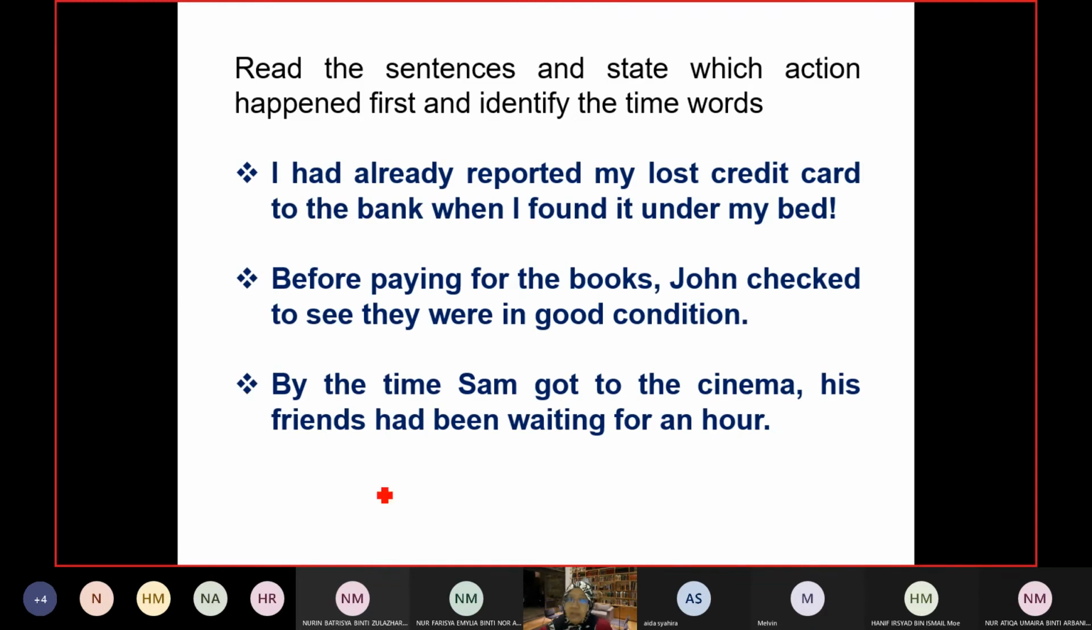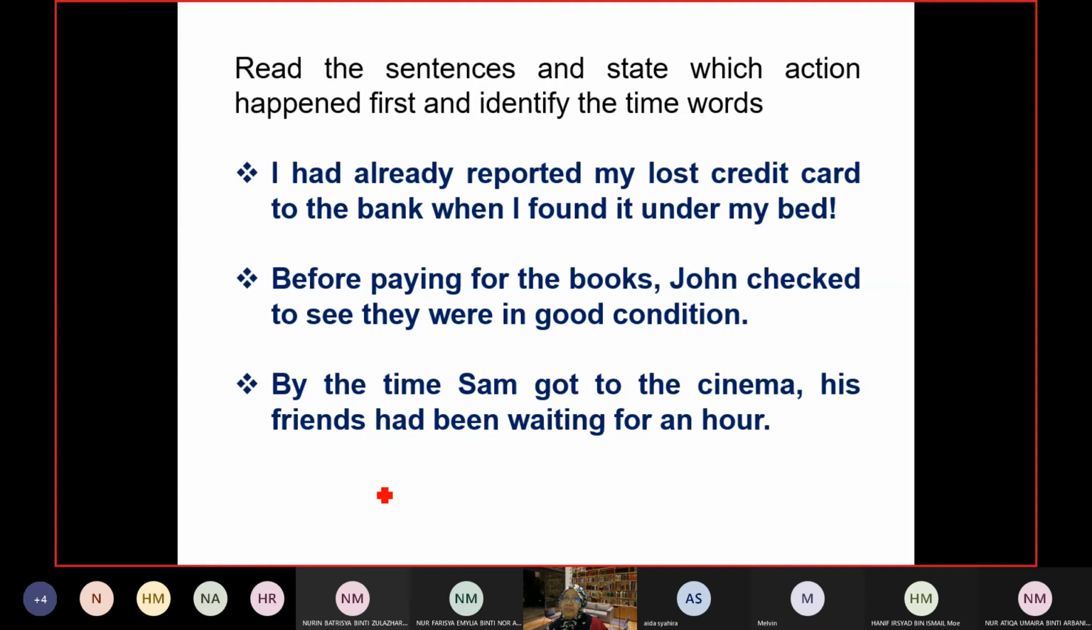Okay, now look at this sentence. Alright, read the sentences and state which action happened first. Kenal pasti mana satu perbuatan yang terjadi terlebih dahulu.